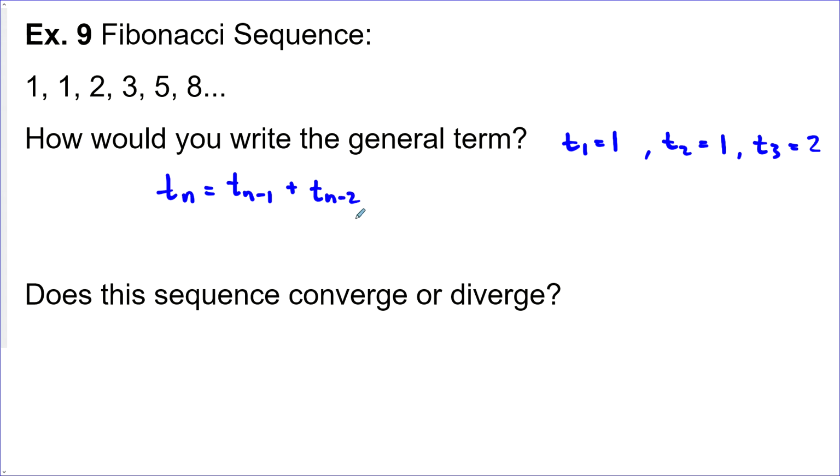And in this general term, I need to say that n needs to be greater than or equal to 3, because if we had something less than that, then we'd have negative terms here, which wouldn't do at all. And n is also a natural number. Does this sequence converge or diverge? So we would say it diverges because it doesn't approach a single value.